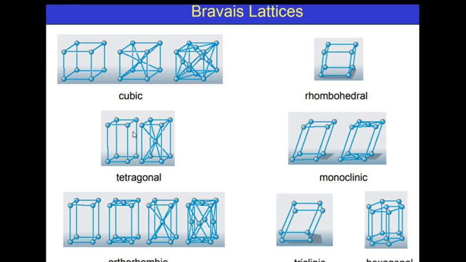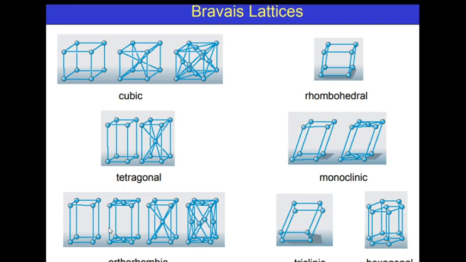Now in the case of tetragonal, again there are 2 kinds of setup, one body centered and another simple. So this is a simple cube, called the simple tetragonal. This is the body centered cubic, so this is called body centered tetragonal. Same way in the case of orthorhombic, there are 4 varieties of Bravais lattice.